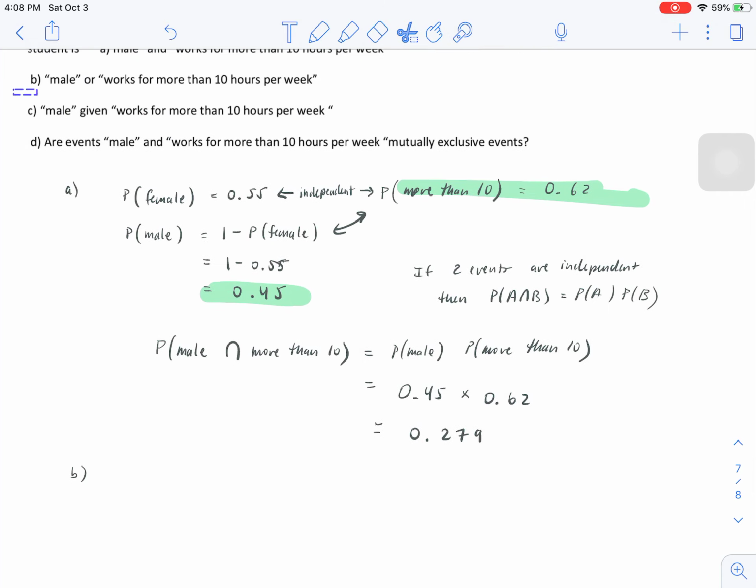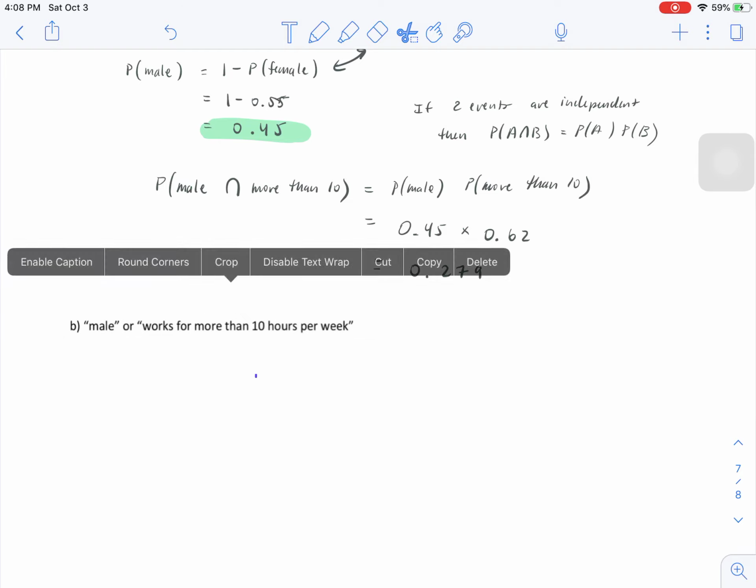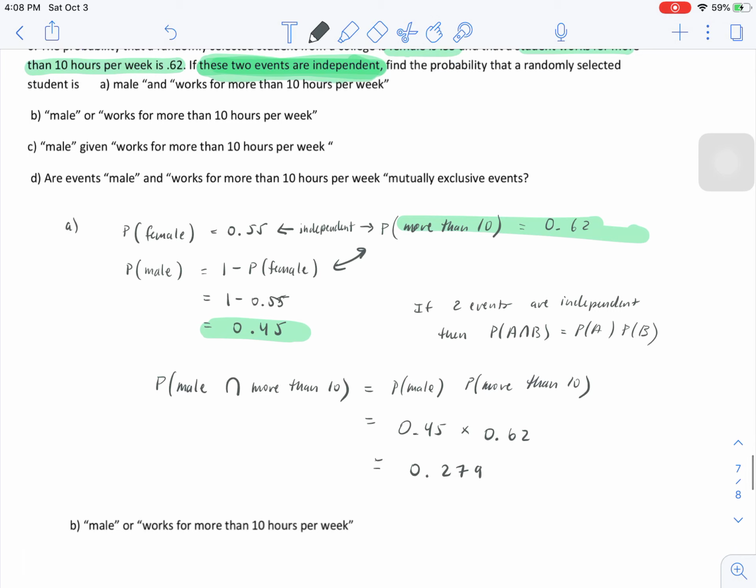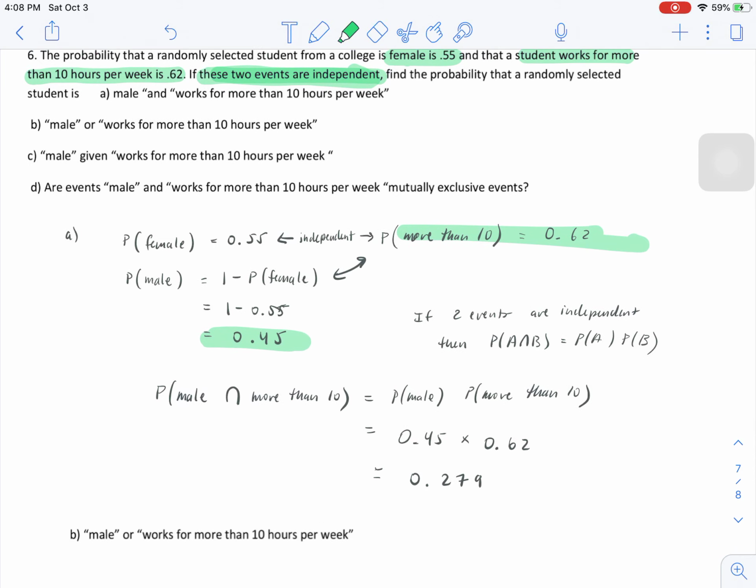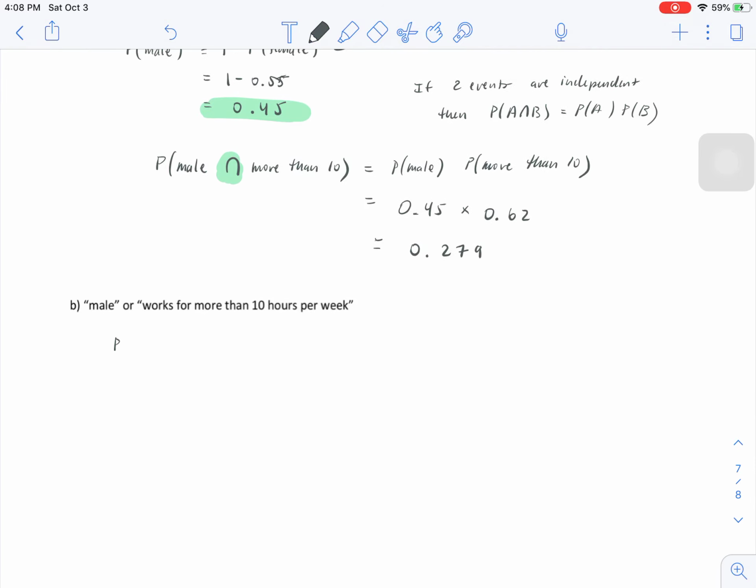Okay, now in part B, we want to find the probability that a student is male or works for more than 10 hours per week. The key difference between part A and part B is that in part A we wanted the probability of being male and working for more than 10 hours, the probability of the intersection. Whereas in part B, we want the probability of the union, the probability that you're male or that you work for more than 10. So I want the union.